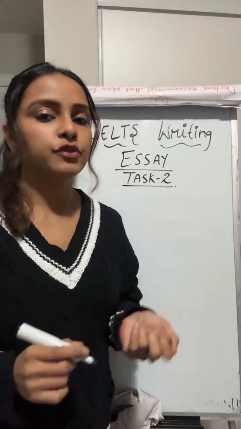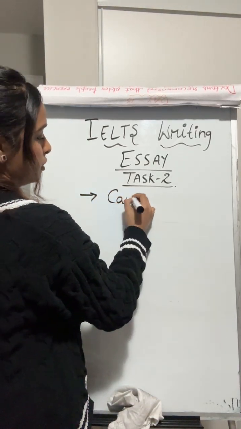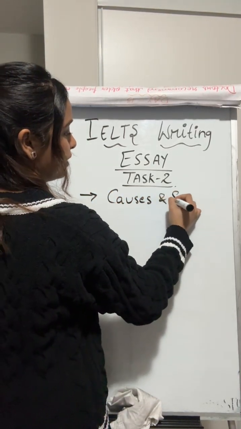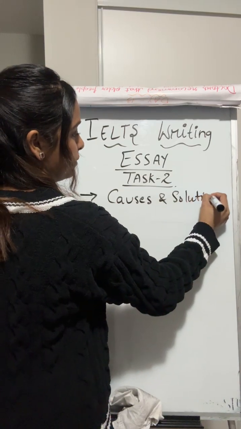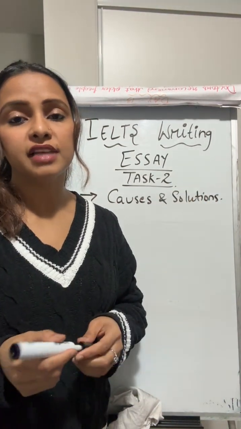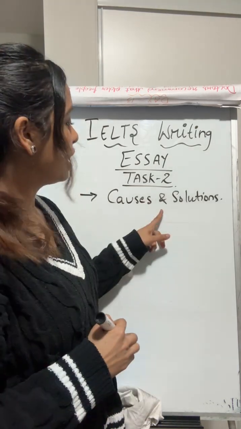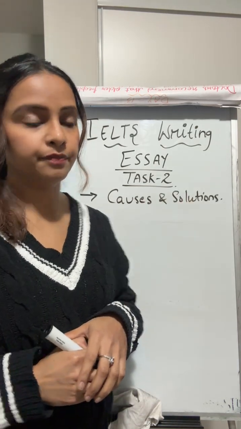So there are different types of essays. The first type is called causes and solutions type. Here a topic will be given to you, and the examiner will ask you the causes of that problem and how we can solve the problem.